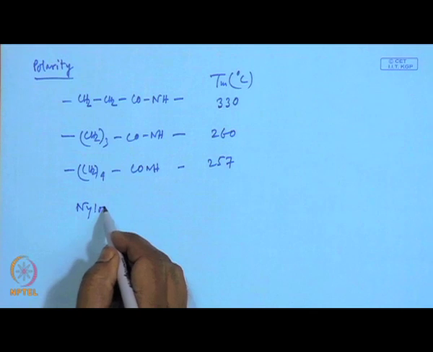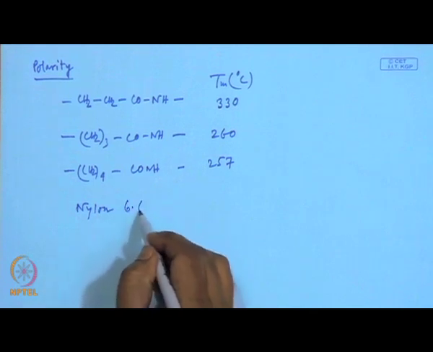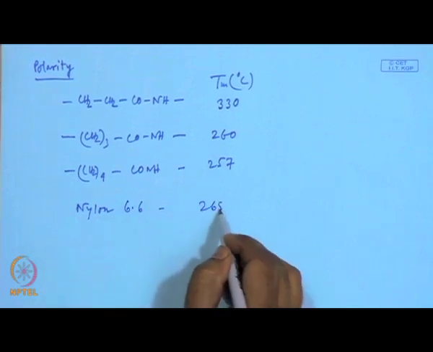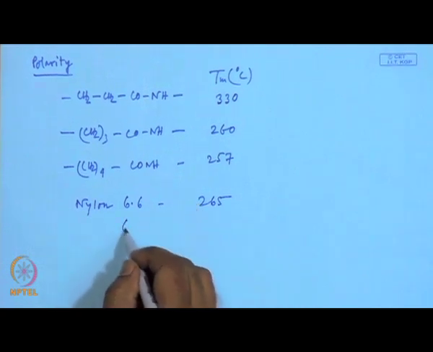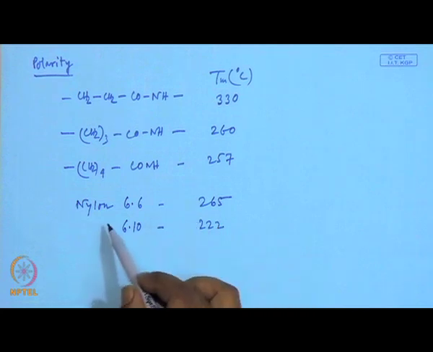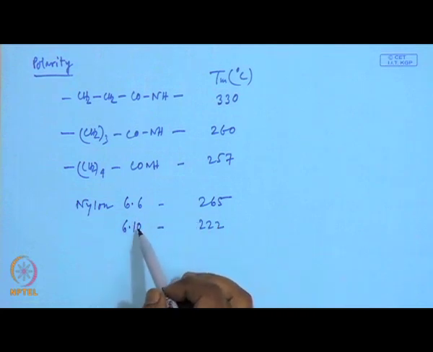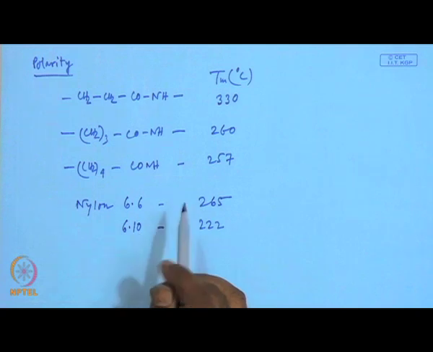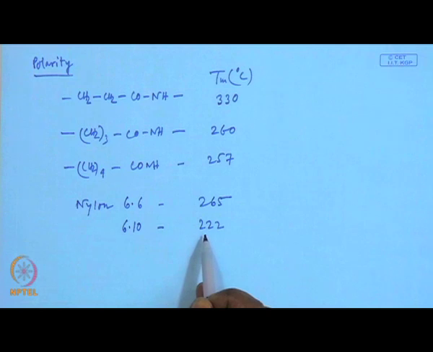Similarly, you can compare nylon 66, 265, and nylon 610, 222. Here also, for a given molecular weight, you have less number of CONH group, so the Tm goes down.